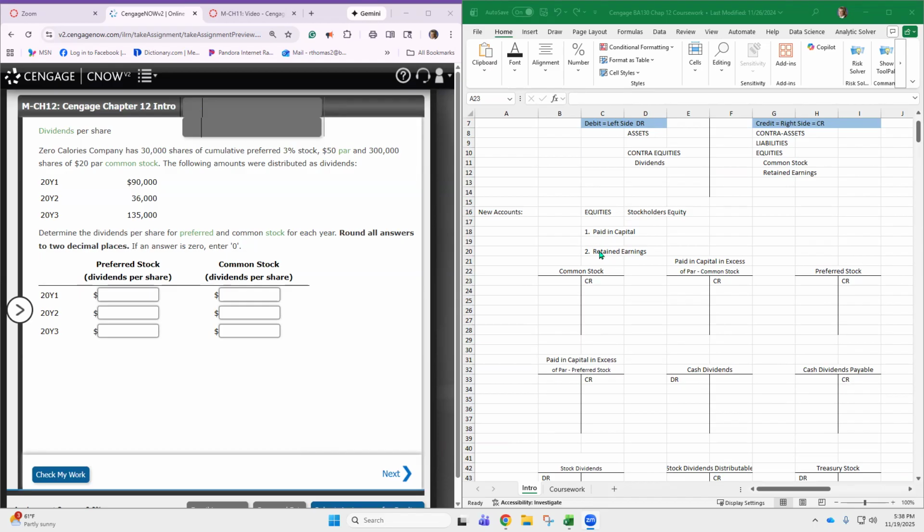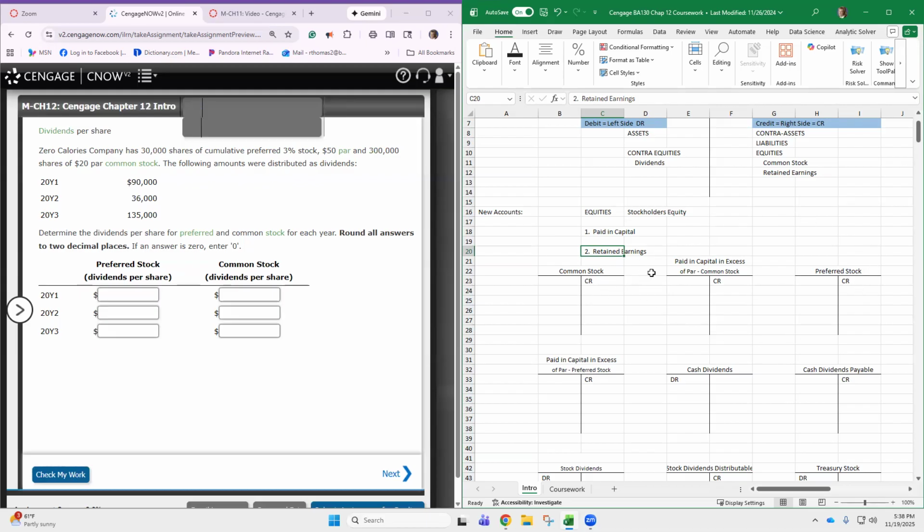The other part of stockholders' equity is something called retained earnings. Now, I think you have been acquainted with retained earnings because that's where net income or net loss or dividends get pulled out of retained earnings, okay? So classes of stock, we're going to have common stock and we're going to have preferred stock.